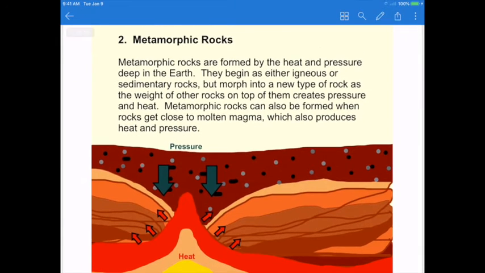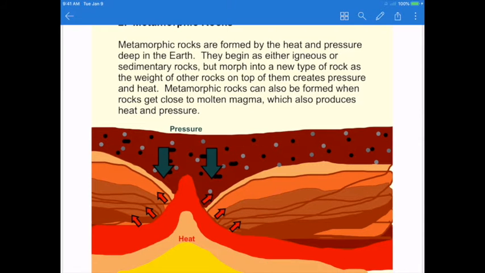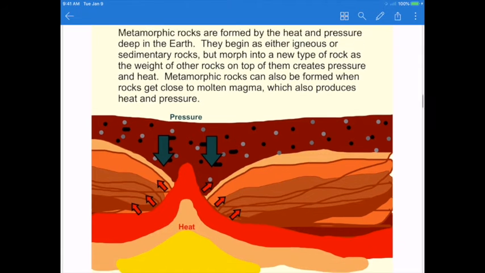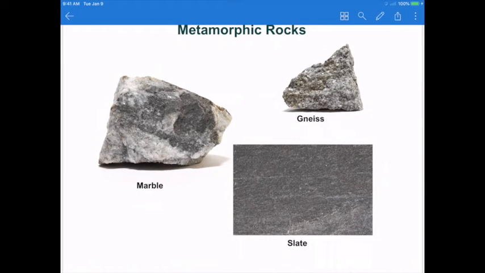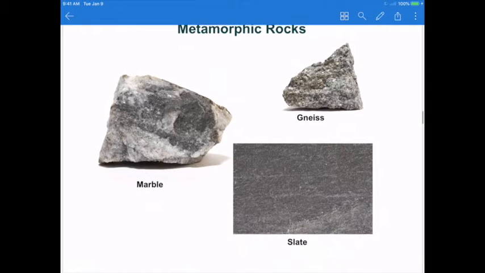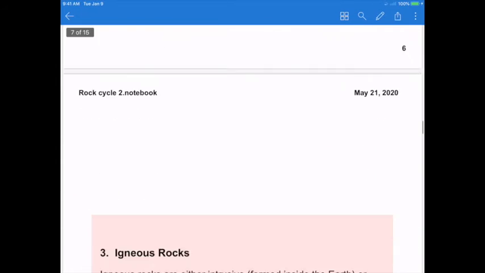All right, another one is metamorphic rock. They're created through heat and pressure of the earth, and they will change from metamorphic rock to metamorphic rock. They could change igneous rock into metamorphic rock, or sedimentary rock into metamorphic rock. Here are a couple different types of metamorphic rock. We have gneiss, marble, and slate. If you look carefully in here, you can see that they have some waves in them. The slate is a little hard to see. That means that through great pressure, the rock was changed over millions of years.